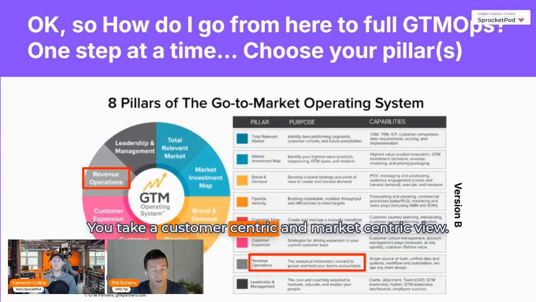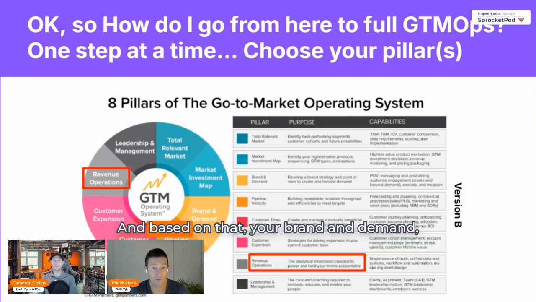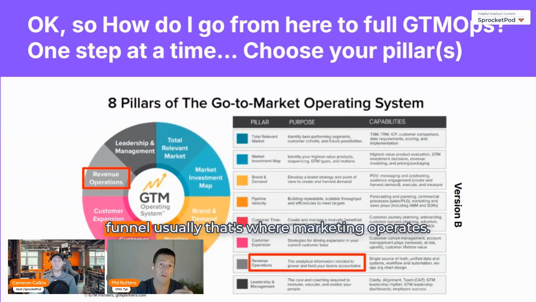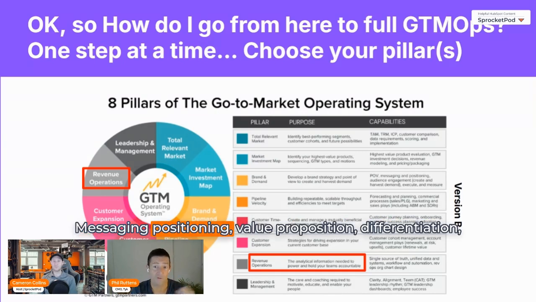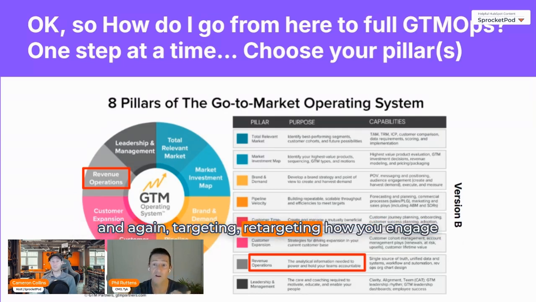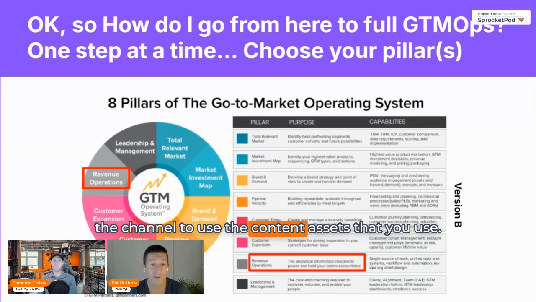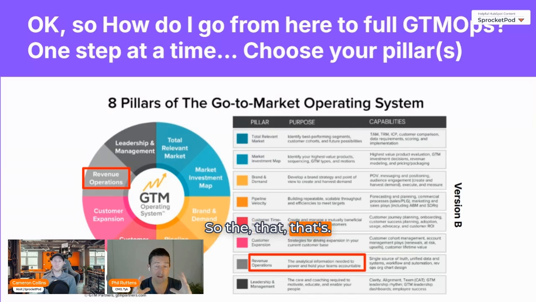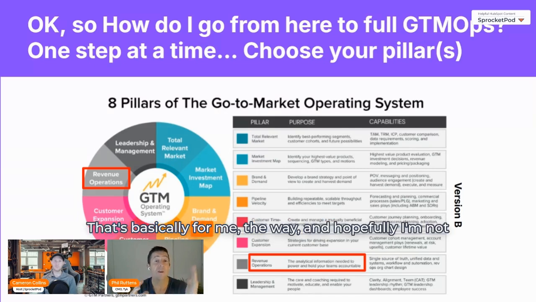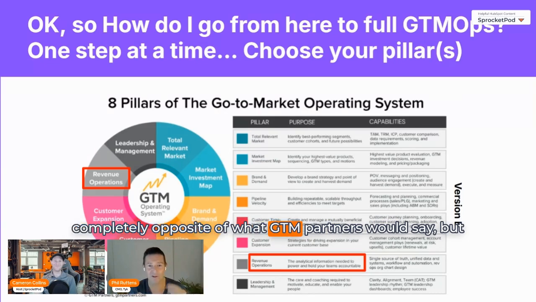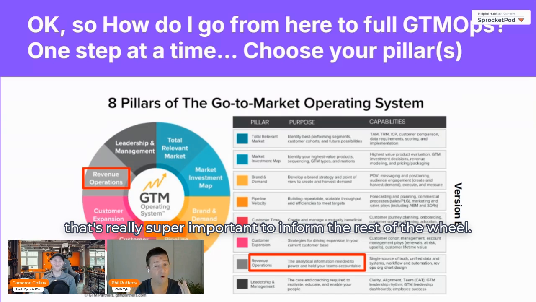You take a customer-centric, a market-centric view. And based on that, your brand and demand, your marketing, whether it's top funnel, mid funnel, usually that's where marketing operates. Messaging, positioning, value proposition, differentiation, and again, targeting, retargeting, how you engage, the channels you use, the content assets that you use. So that's basically, for me, the way, and hopefully I'm not completely opposite of what GTM partners would say, but that's really super important to inform the rest of the wheel.